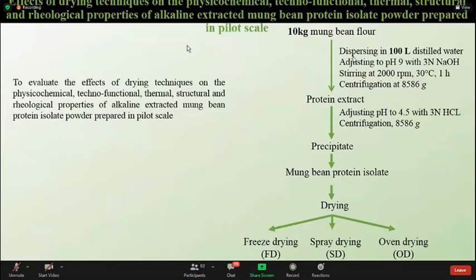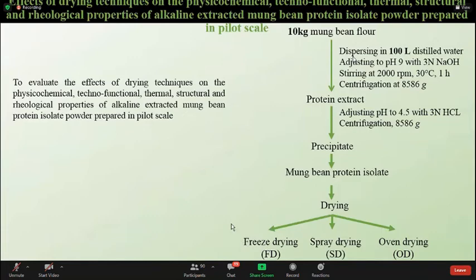Here we look at the effect of drying technique on the physicochemical properties, techno-functional properties, thermal, structural, and rheological properties. A lot of chemistry is involved. What we did was produce protein using a pilot scale reactor, starting with 10 kg mung bean flour. The protein was then subjected to different drying techniques, including freeze drying, spray drying, and oven drying. A lot of people question why we use freeze drying, but we consider freeze drying as a benchmark.